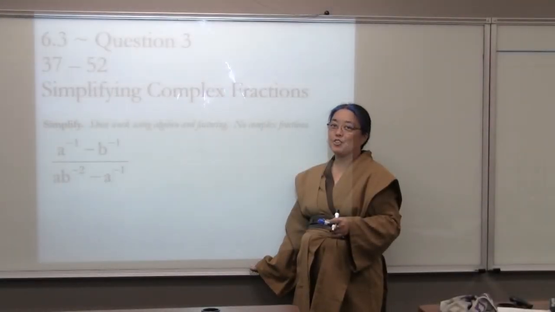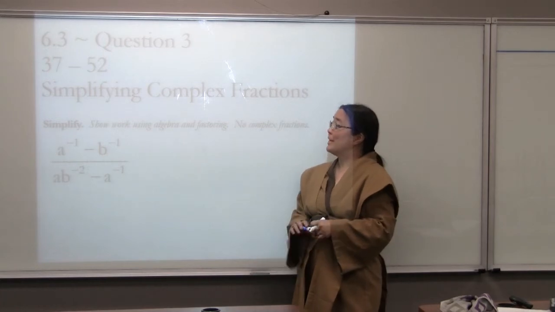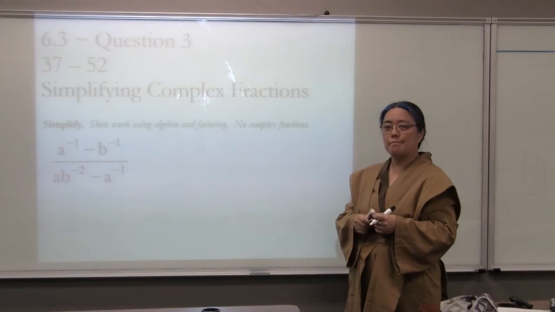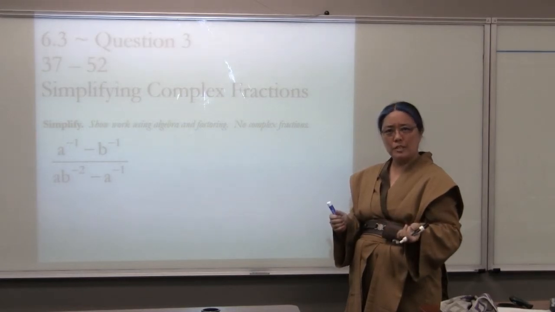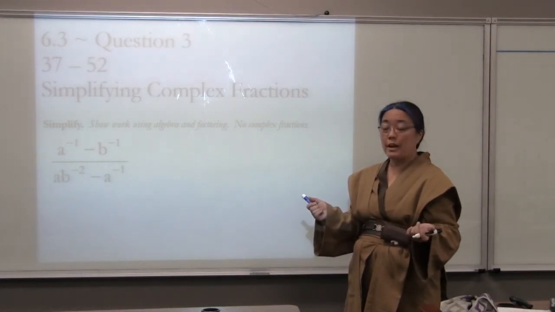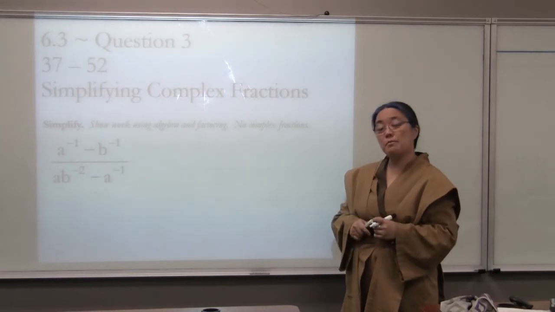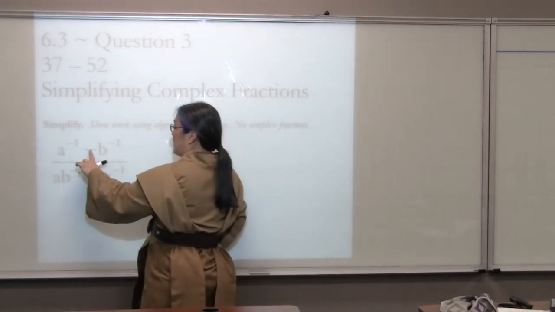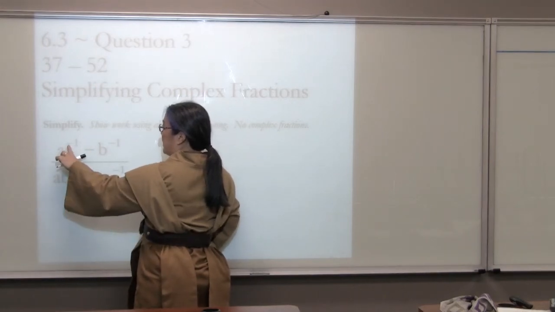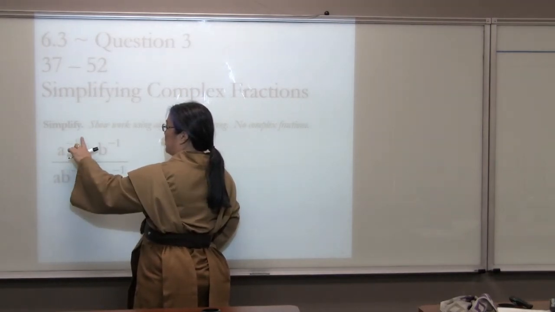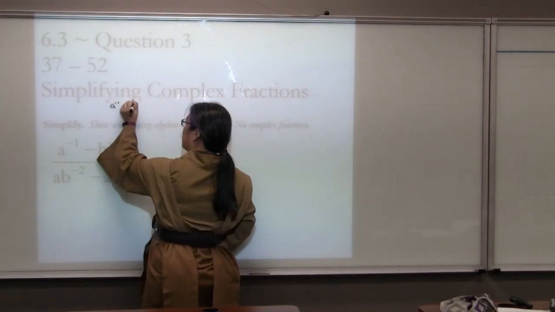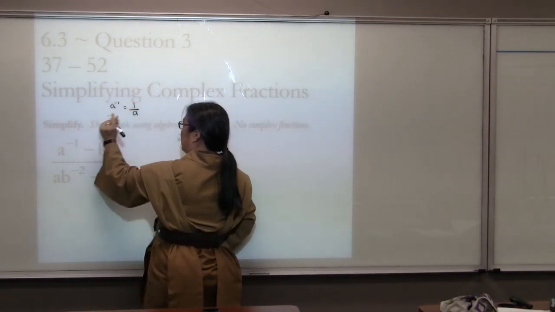Chapter 6, Section 3, Question 3. We're still simplifying complex fractions, and you might look and say, we don't actually have complex fractions. We don't have fractions inside of fractions. But if you remember from Chapter 1, we have negative exponents. If this was being multiplied, you could take this a and put it on the bottom and this b and put it on the top. But we can't. From Chapter 1, this is equal to 1 over a.